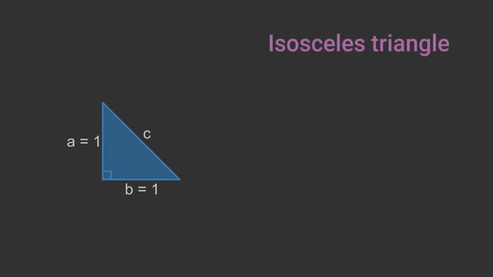We will look at a final example. This is a triangle where the two sides A and B are both of length 1. This is quite an interesting case because the triangle is actually half a square. In this case we can find the length of C directly without using Pythagoras.